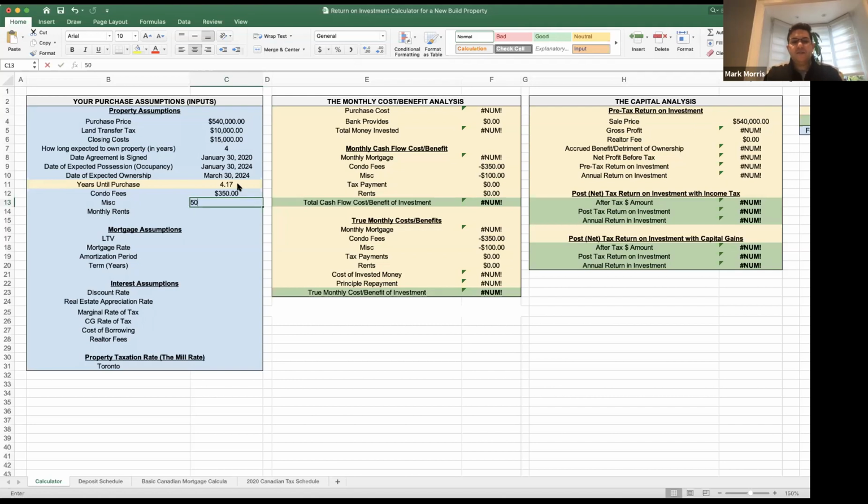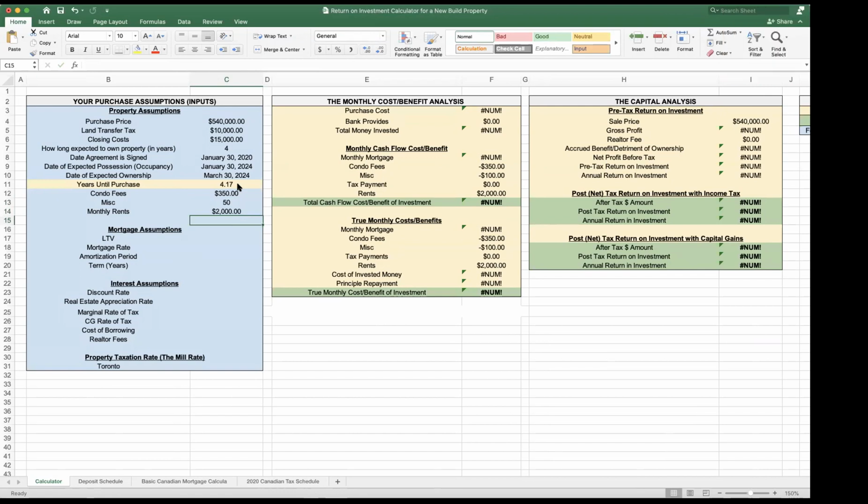Miscellaneous, let's say that it's $50 a month because you're in a condo and it's condo fees, and your monthly rents that you can get from this place are, say, $2,000 a month. I'm going to pause for a second. I work with Tull a lot on new builds, and I know that he's a new build expert. Tull, do all my assumptions look somewhat reasonable so far for a condo in, say, Mississauga?